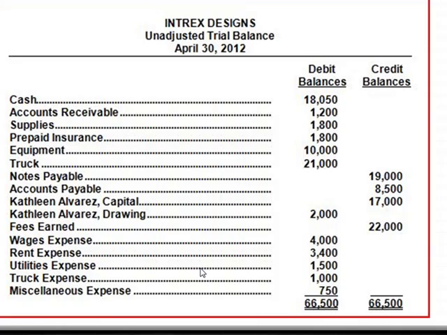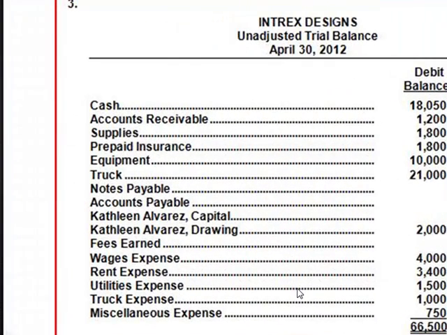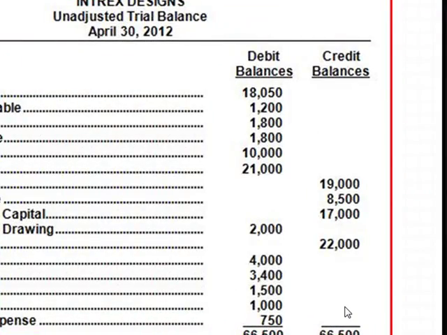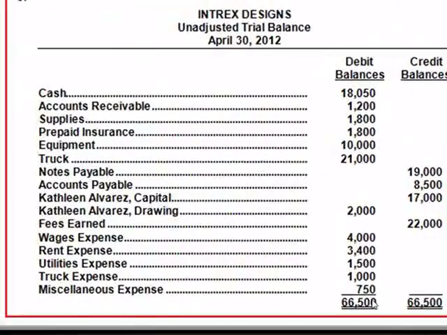If I were completing this accounting work, I would feel very confident that I have done my job correctly with recording transactions because all accounts that have a debit balance are in the debit column, and all accounts that have the credit balances are in the credit column, and my debits and credits equal.